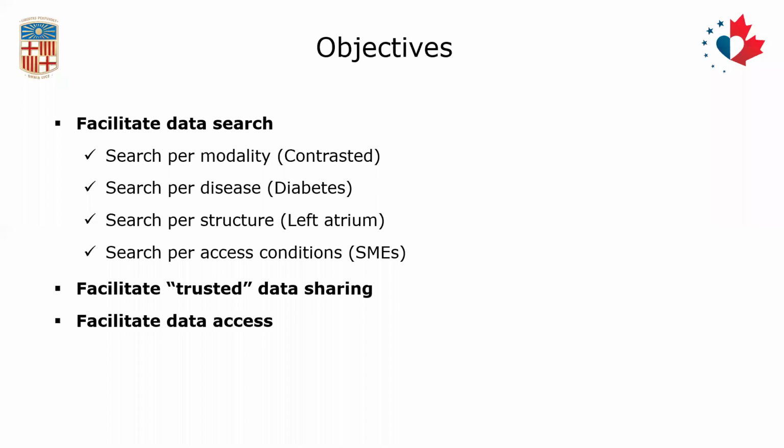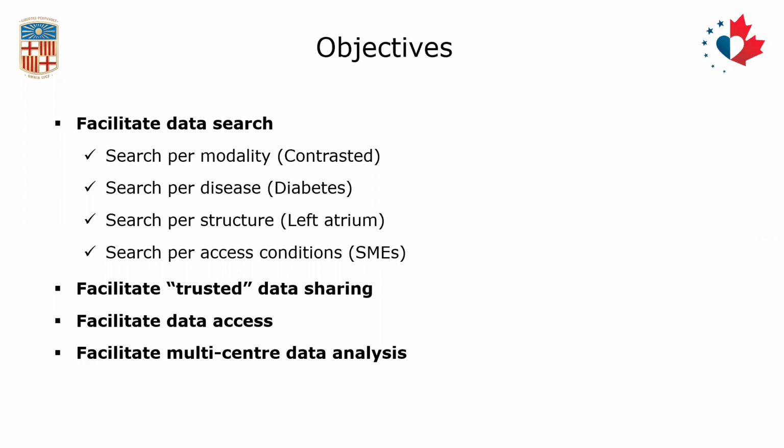We want them to facilitate the data access. At the moment, data access procedures are tedious, are lengthy, they take months sometimes. So this is also an opportunity to facilitate the transactions and the communication between the researchers and the data providers. And finally, we want to facilitate the multi-center studies because they are very useful, as I showed with these two examples, to obtain large data sets and heterogeneous data sets.